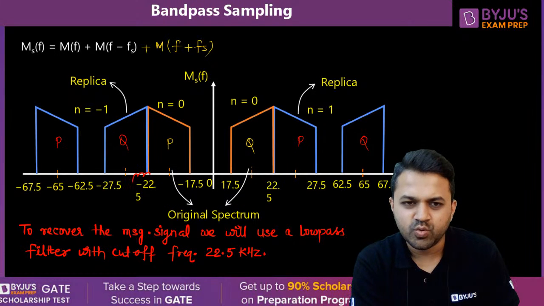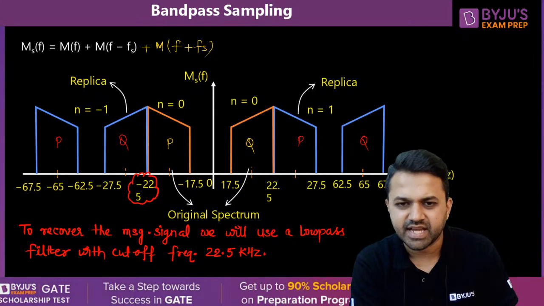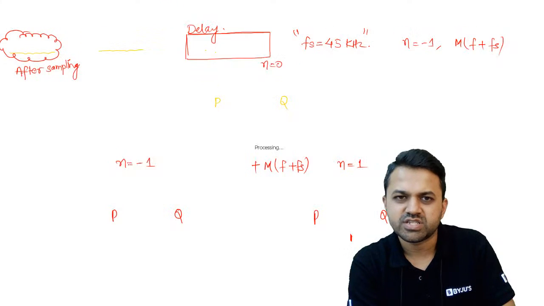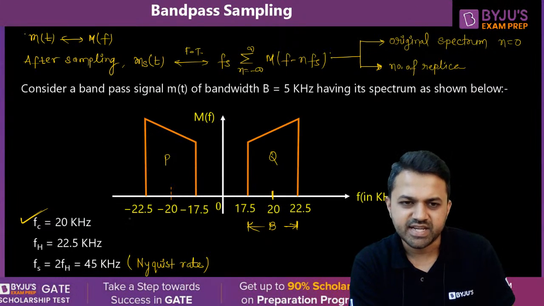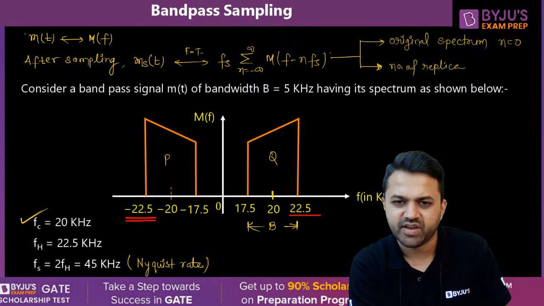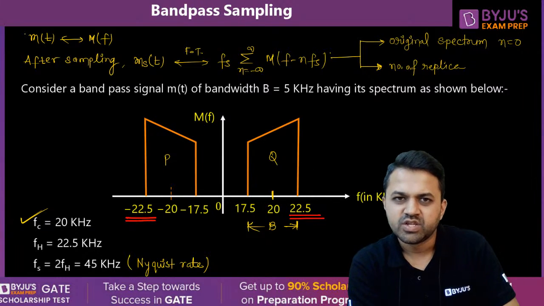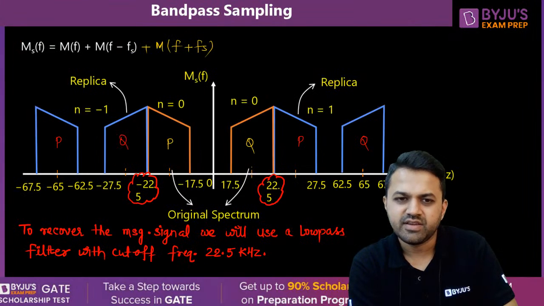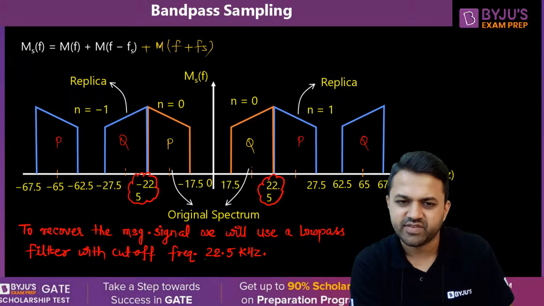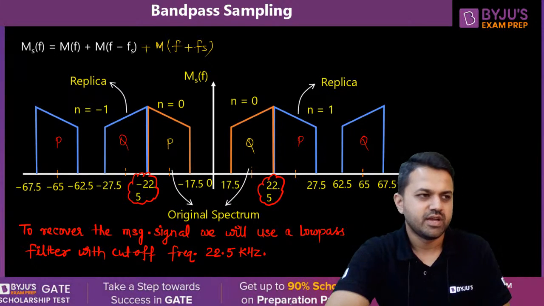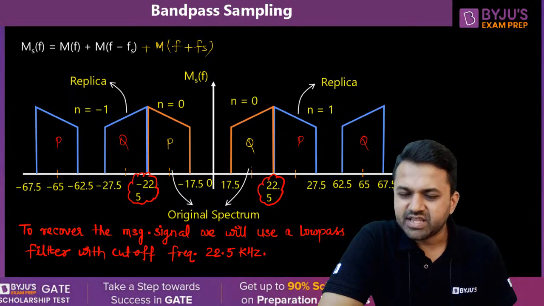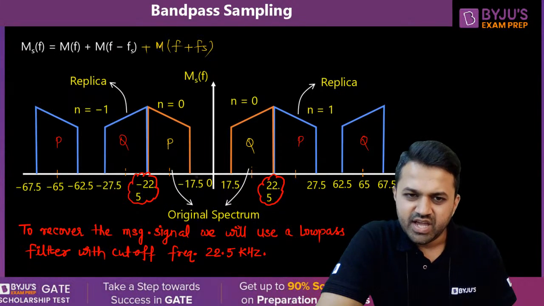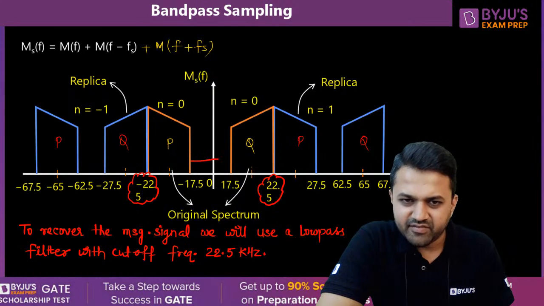So this is minus 22.5 and this is plus 22.5, and we want to recover this because our original information ranges from minus 22.5 to plus 22.5. To recover that, we will use the low pass filter with cutoff frequency 22.5. But as you can see, when I am using the low pass filter with the cutoff frequency 22.5, I am wasting this bandwidth.